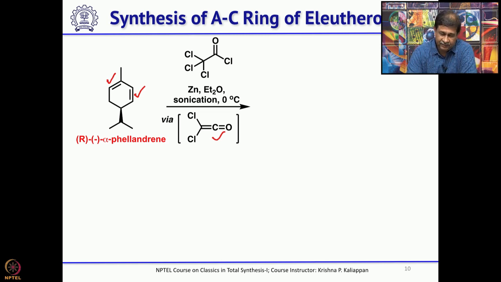by treatment of zinc with trichloroacetyl chloride, or one can also get it from dichloroacetyl chloride with mild bases like triethylamine.